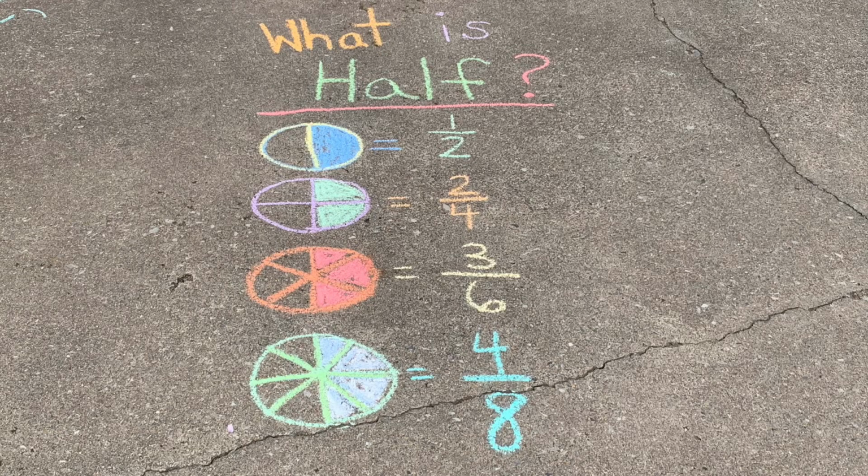The same thing with 2 fourths. Our whole is divided into 4 equal pieces. So I'm going to shade in half again of the circle, and I can see that that is 2. So 2 fourths. I also know that 4 divided by 2 is 2. So 2 fourths is equal to half.